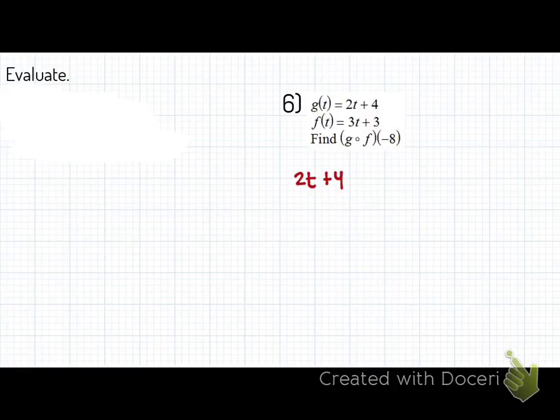And whenever I see a t in g of t, we're going to put an f of t. You see how there's a t right here? Instead of putting a t here, we're going to replace this t with f of t, which is 3t plus 3. So check this out. I'm going to rewrite it. Bring down that f of t in there, and just bring the rest of the problem down, okay? Do y'all see that? Okay, so we've got the original g of t.